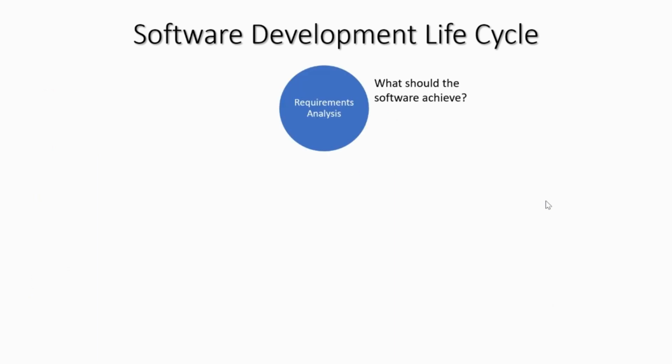As the name indicates, it is a sequence of steps that is involved in the development of software. The first step is requirements analysis. It is in this step the question is answered on what should the software achieve.